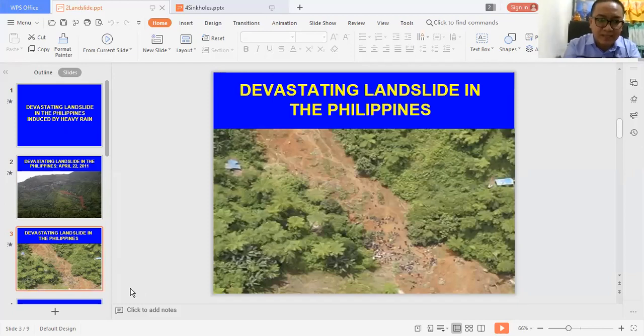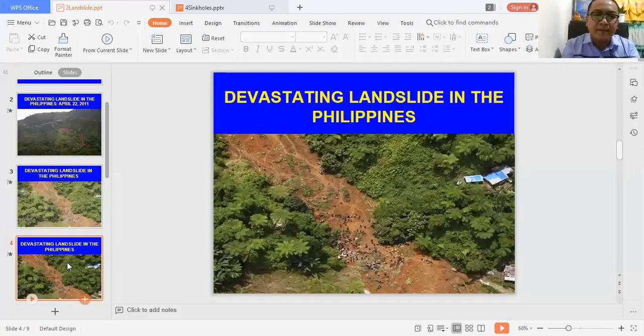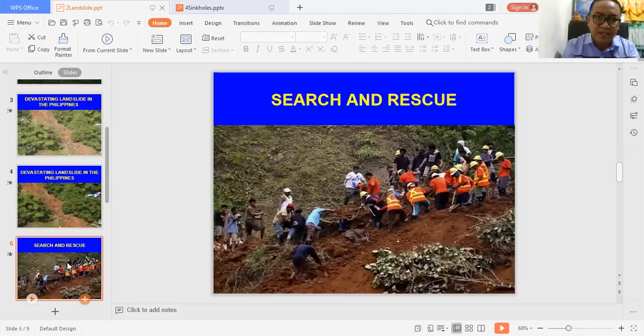Ito po yung mga pangyayaring devastating landslide in the Philippines. So yan po lahat yun. Mapapansin po natin na iba po talaga pag si landslide din po. Minsan po kasi ang cause po ay si storm, si water, tapos si ground shaking, si landslide, si earthquake, sa vibration na tinatawag natin sa physics of landslide. Search and rescue, ito po yung kadalasan pong ginagawa ng mga munisipyo o municipality na NDRRMC.